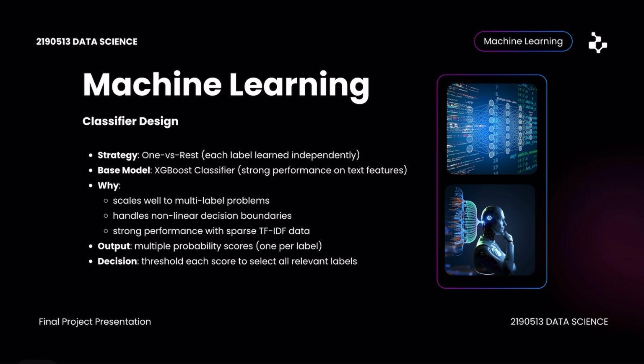Classifier design. For our classification strategy, we use a one-vs-rest approach, where each label is learned independently. Our base model is the XGBoost classifier, which performs very well with text-based features. We choose this setup because it scales effectively to multi-label problems, handles complex nonlinear decision boundaries, and works particularly well with sparse TF-IDF representations. The model outputs a probability score for each possible label, and we then apply a threshold to decide which subject areas are relevant for each paper.